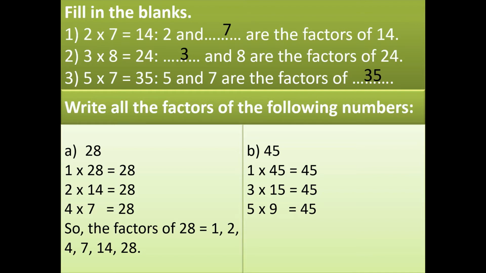Then we move on to 6. Is 45 completely divisible by 6? No. So leave it. Then take 7. Is 45 completely divisible by 7? No. So leave it. Then take 8. Is 45 completely divisible by 8? No. So leave it. Then we move on to 9, which is already covered here. When we have covered all possible products of two numbers, stop here. So write down all the factors of 45 in ascending order. The factors of 45 are 1, 3, 5, 9, 15 and 45.